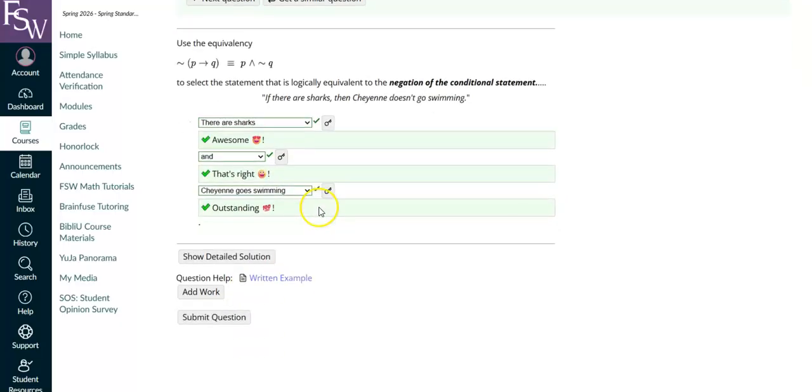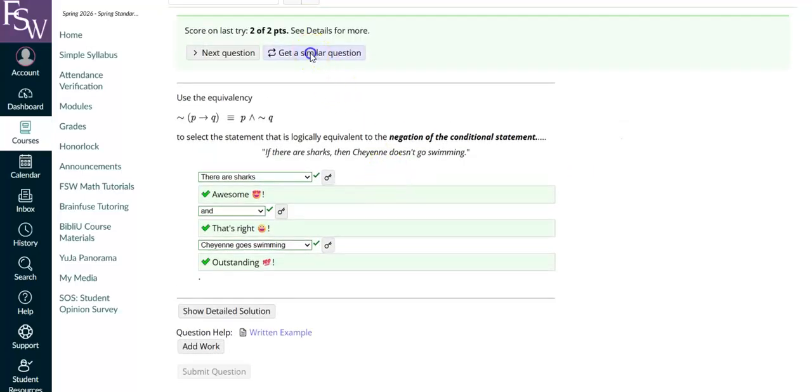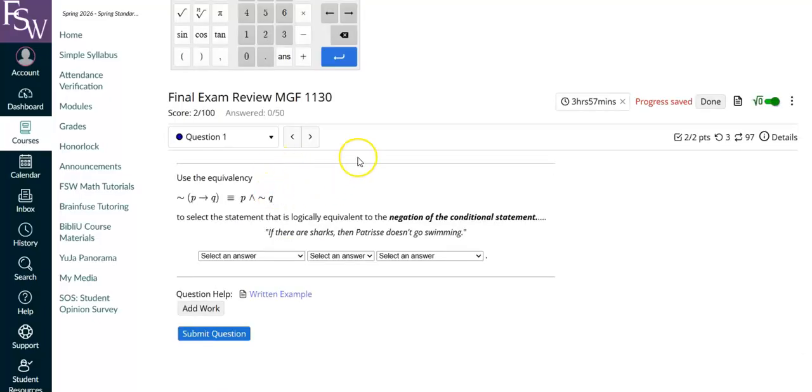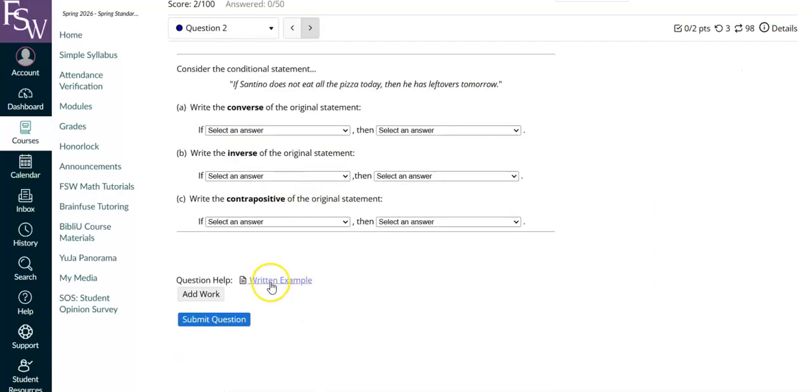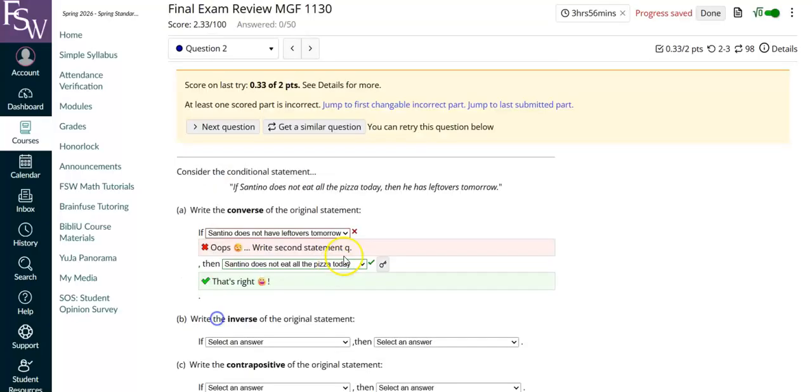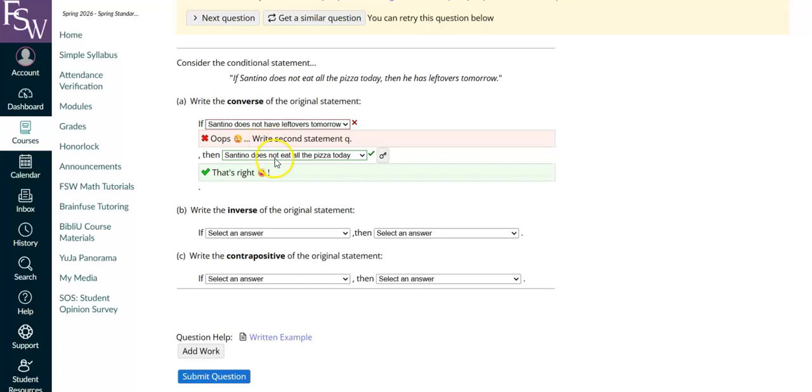That's correct. Or if you want to do a similar question, you can do that from here as well. Maybe you can try twice, and if you get it right, you go to the next question. You do the same. So you can see the written example, or you can sometimes have feedback as well, and then you see what to do.